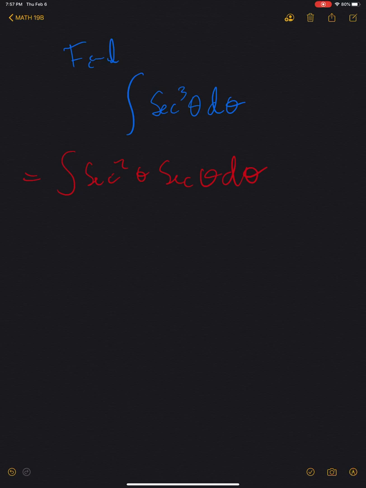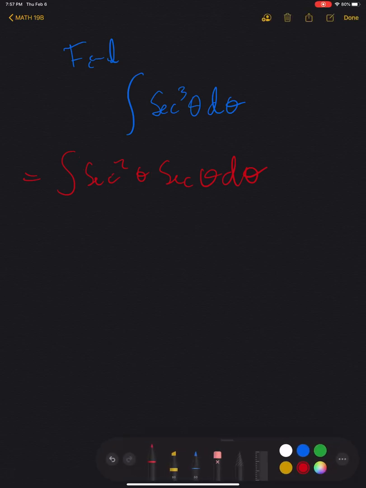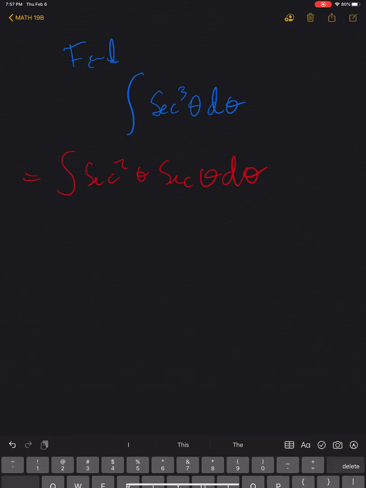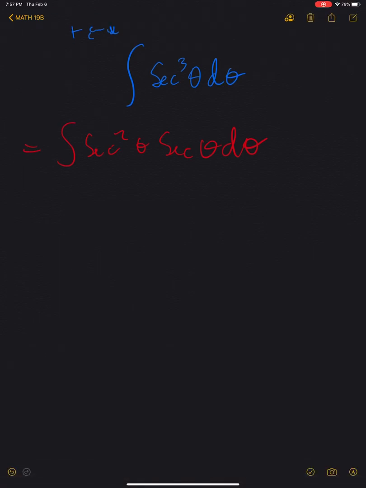Now this is a common trick to split powers in order to reduce them. One of the things that we can notice in here is that secant squared is the derivative of tangent. This is a very important property that we can use. So in order to use this, we can think about following the integration by parts technique. In other words, we can say the integral of u dv is equal to uv minus the integral of v du.